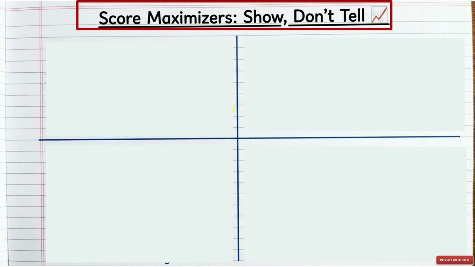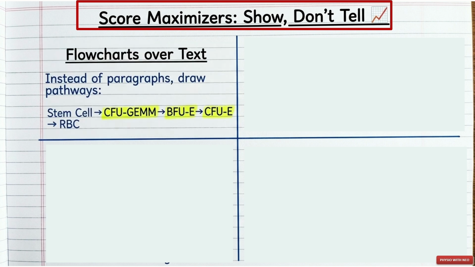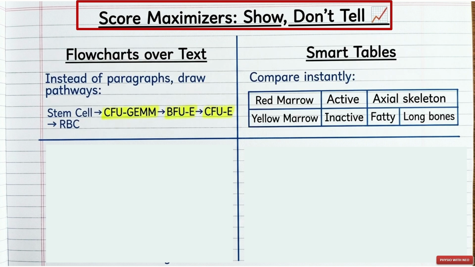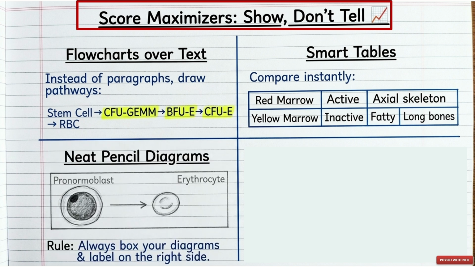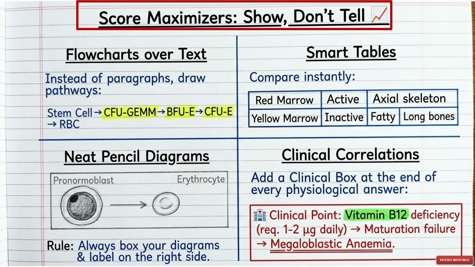Now final topper steps. Always prefer flowcharts over text. Wherever possible, draw tables. And draw a neat and labeled diagram for erythropoiesis. And at the end of every physiology answer, you should write a clinical correlation. And never forget to write all of these under proper headings. These small presentation changes can significantly improve your score.